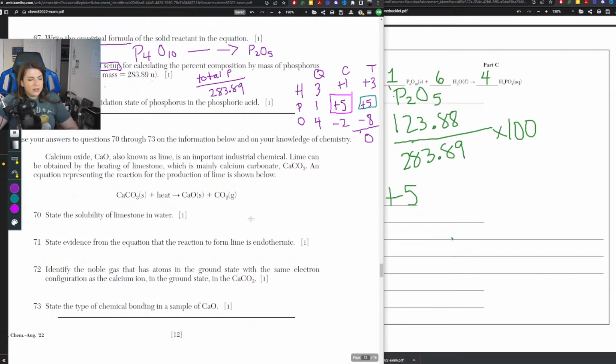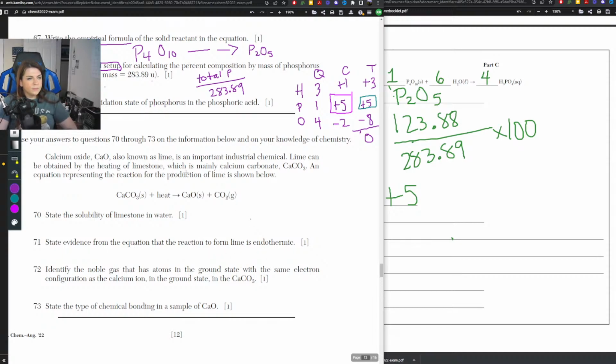Calcium oxide, also known as lime, is an important industrial chemical. Lime can be obtained by heating limestone, which is mainly calcium carbonate, CaCO3. An equation representing the reaction for the production of lime is shown below. State the solubility of limestone in water.